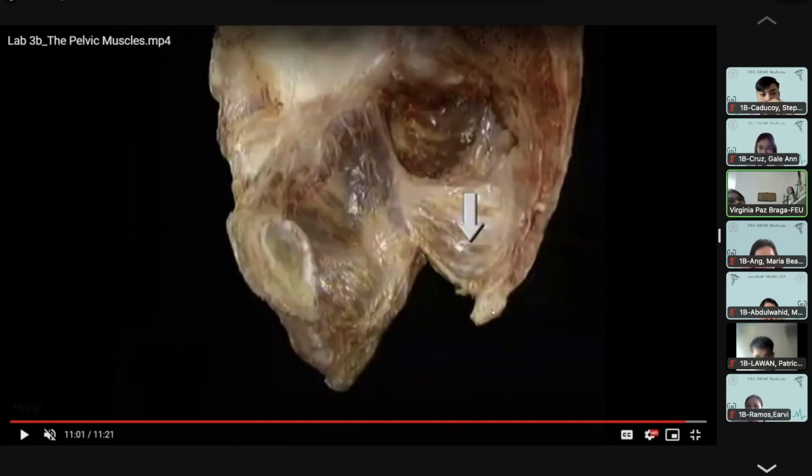Oh, what's this? Relate it first to the attachment. Clearly, it's still part of the coccyx and lower portion of your sacrum. And try to imagine this is your greater sciatic foramen, and down here is your lesser sciatic foramen. So it's attached to the ischial spine. What is this muscle? Coccygeus. Coccygeus, very good.